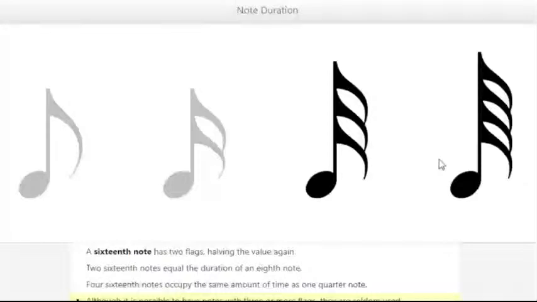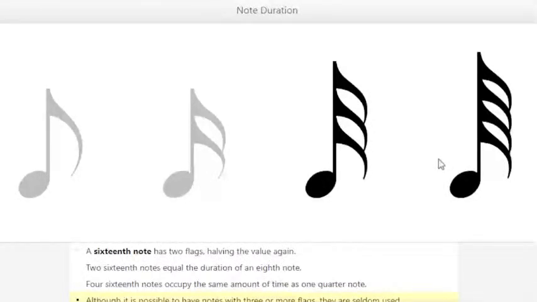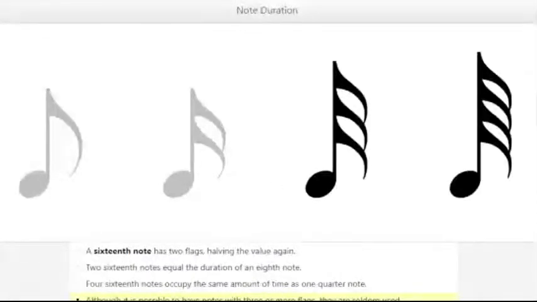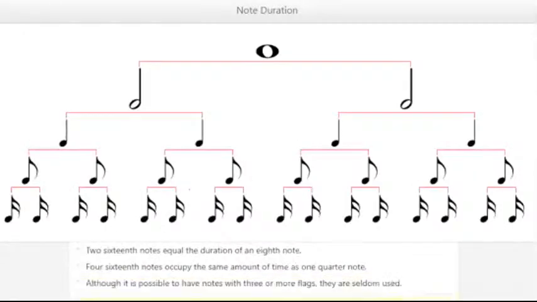It's possible to have notes with three flags or even four flags, but people rarely use them. But then you just calculate it the same way. So that means this will be a thirty-second note, and this will be a sixty-fourth note. So it's just for you to understand. I'm going to show you a chart that displays the relationship of all the five notes discussed.